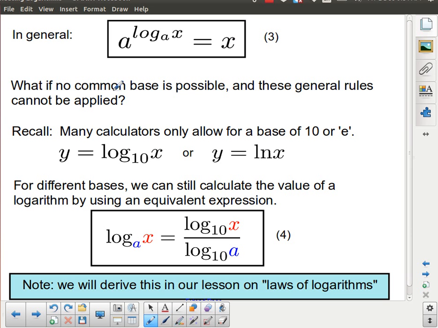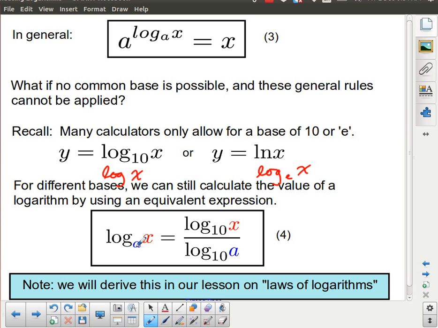And then the last thing to talk about: what if there's no common base possible? What if we can't apply these rules as we've been looking at them? Because many calculators only have base 10 or base e. Log base 10, which is often just written as log of x, or ln of x, which is the same as log to the base e of x. So what if it's not one of those two?